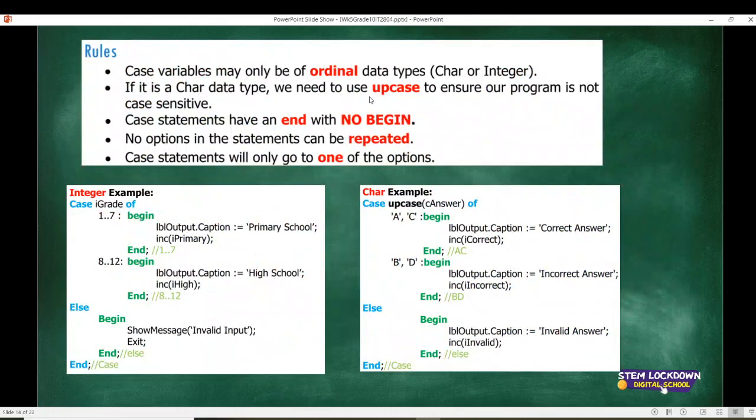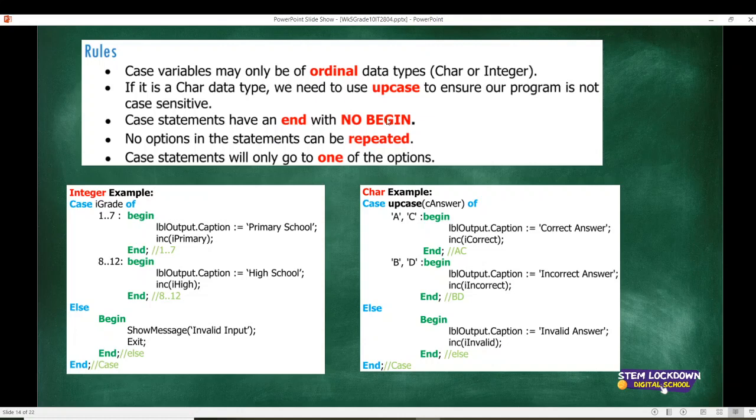Right, let's have a look at a few more rules. Remember, I have explained quite a few of these rules to you already, but I'm going to repeat myself. Case variables may only be ordinal data type, so only char and integer. I know that Boolean is also an ordinal data type, but there's really no point in doing a case statement for a Boolean because you only have 2 options. So you may as well just stick with a regular if.